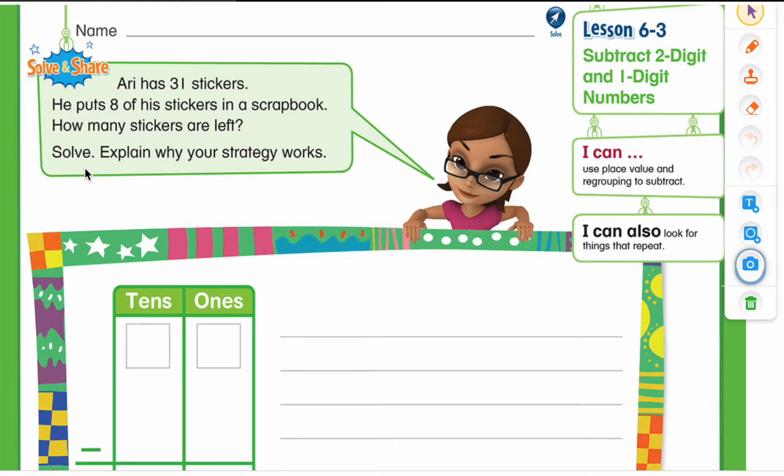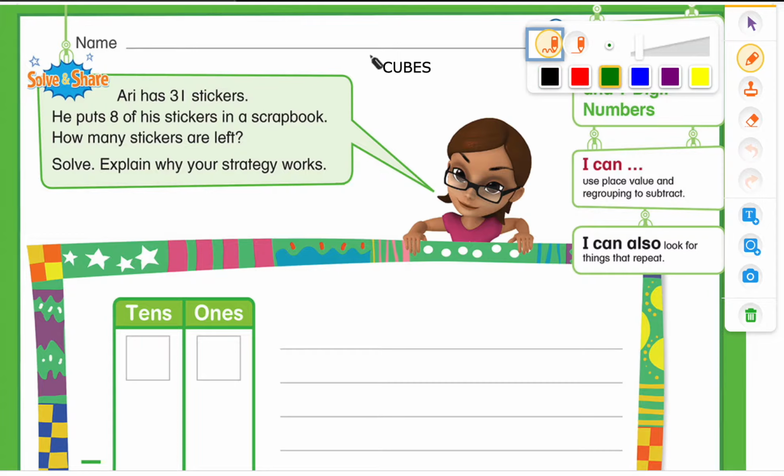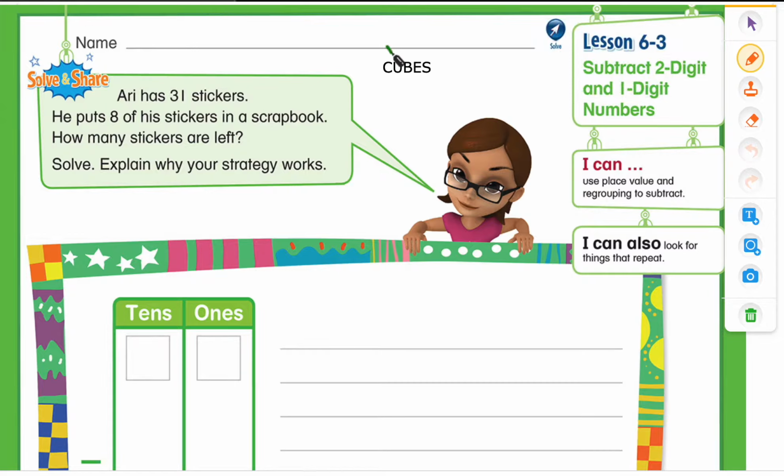So first we're going to use our cube strategy. I'm going to write that here so we can see that it is always going to help us with analyzing these word problems. So we are going to put it over here and let's look for C. C stands for circle the key numbers. So we are going to circle the key numbers, which are 31 and 8.